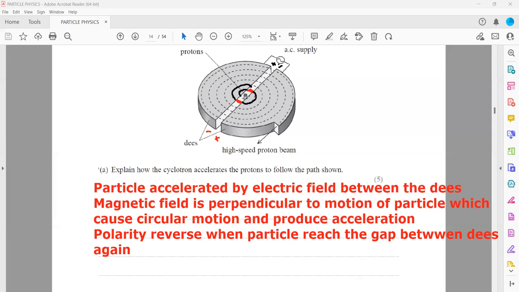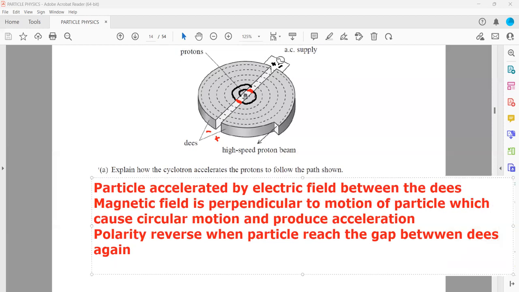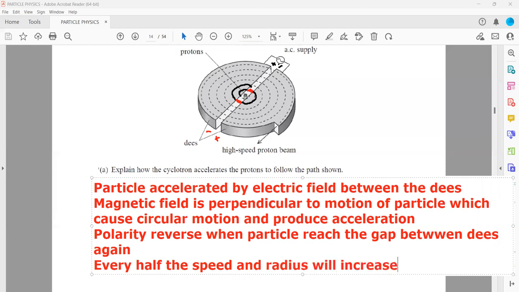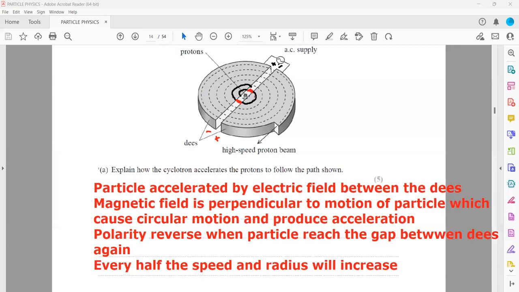Then every half cycle, what will happen? The radius of the path will increase as it will have a greater speed, momentum or energy. So as you can see, that is why the path is changing. So after every half cycle, the speed and the radius will increase. So these are the 5 marks, the 5 points you should include whenever you're explaining the idea about the cyclotron.